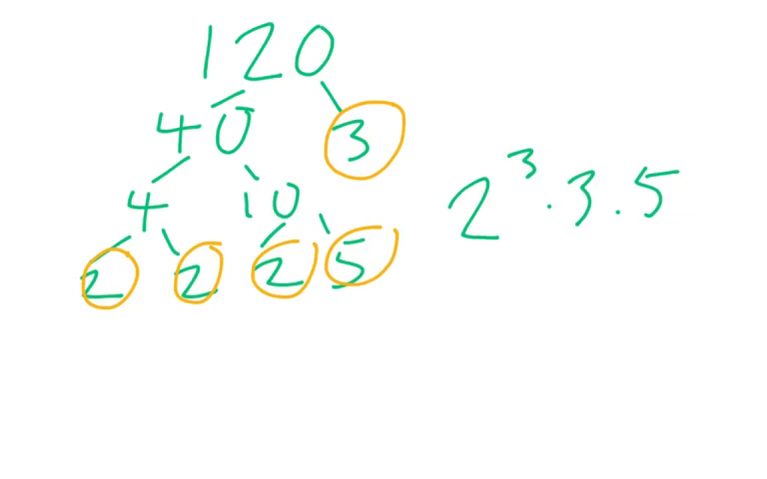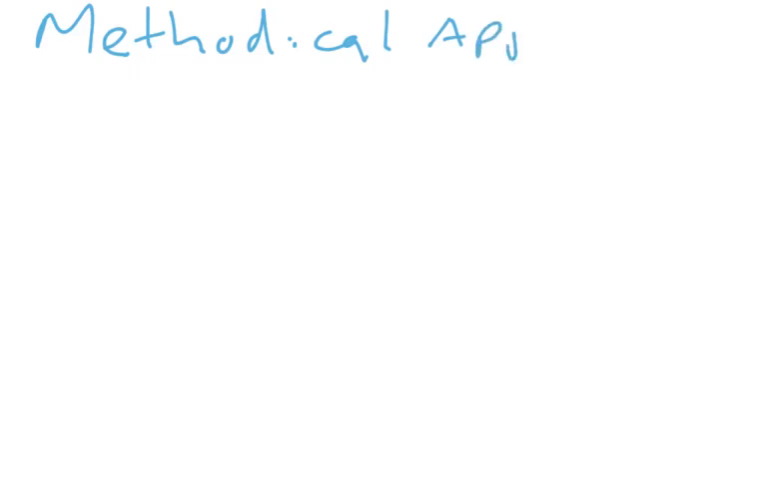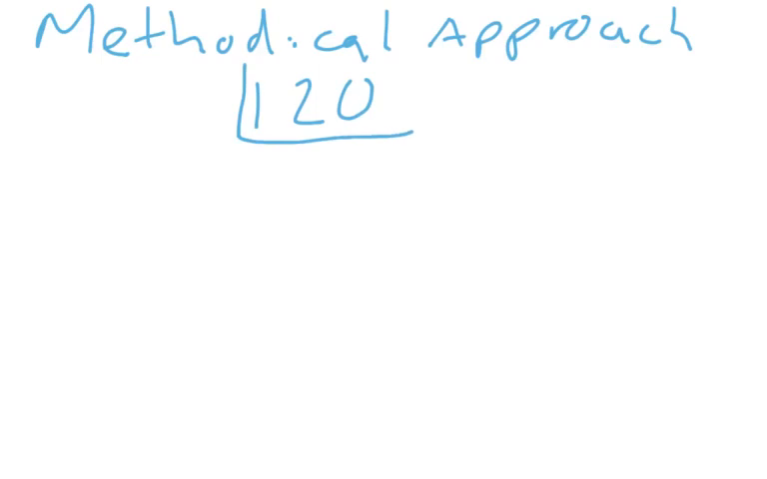Now there's a second method for factoring or finding prime factorizations that is also available. This is a more methodical approach. And some people like one method and some people like the other. In the methodical approach, you start with the number you're looking at. It was 120. And rather than just thinking about any two numbers that multiply to give you 120, you always start with the lowest prime number.